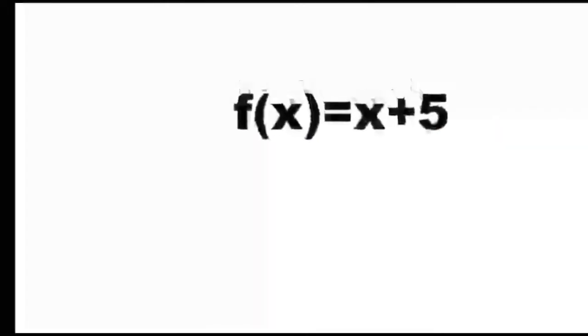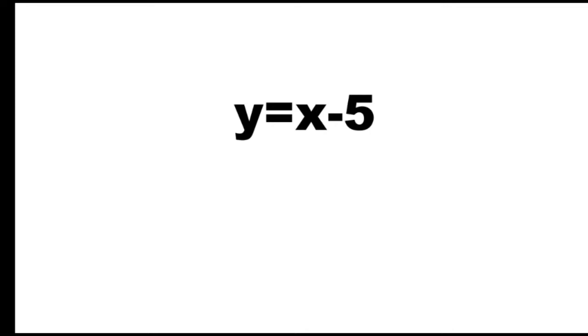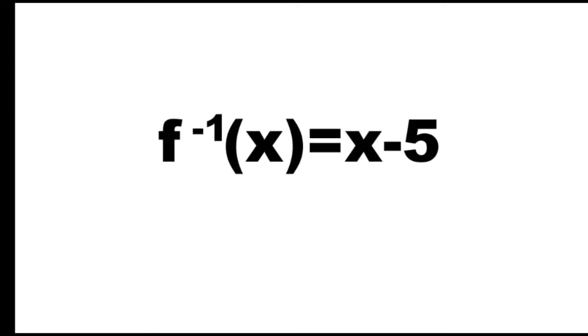To get the inverse function of f of x equals x plus 5, change f of x to y, so y equals x plus 5. Then interchange x and y. Then solve for y by transposing 5 to the right, so x minus 5 equals y. X minus 5 equals y is just the same as y equals x minus 5. Then back to function notation by placing a -1 like a power or exponent to f. Inverse function of x equals x minus 5.